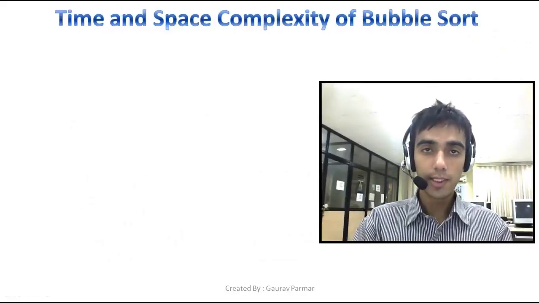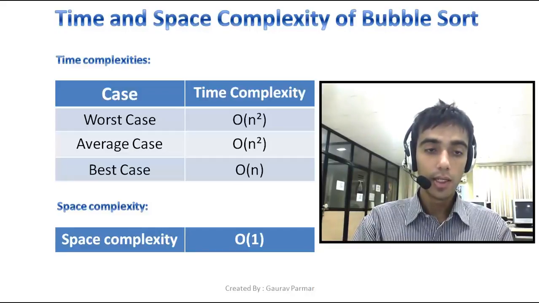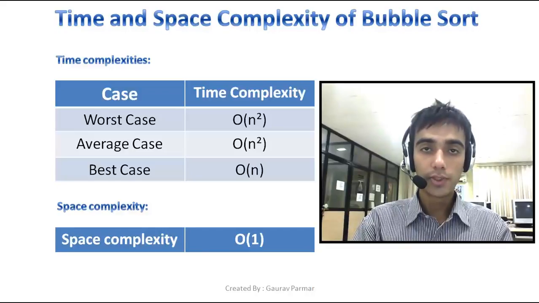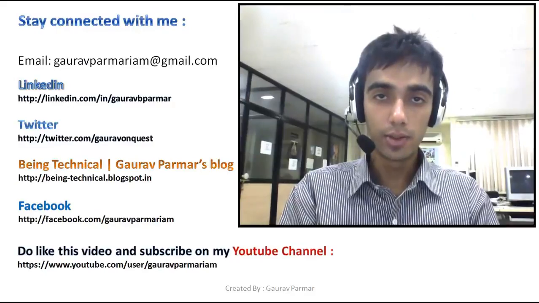So now since we have calculated the time complexity and space complexity of bubble sort, let's have a quick recap. So we had previously seen that the time complexity of bubble sort in worst case will be equal to order of n square or big O of n square. In average case it will be equal to order of n square or big O of n square. In best case, the time complexity of bubble sort will be order of n or big O of n. As far as the space complexity is concerned, we had calculated it to be order of 1 or big O of 1. So this was a tutorial on introduction to algorithms and bubble sort.